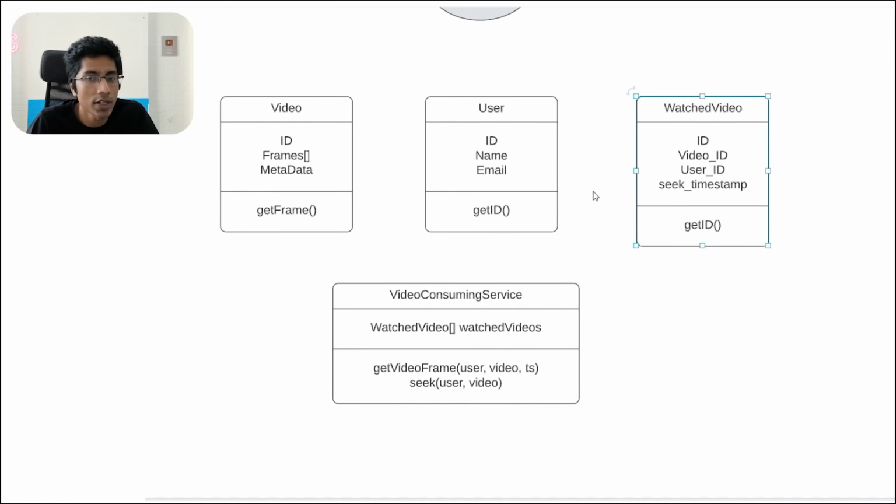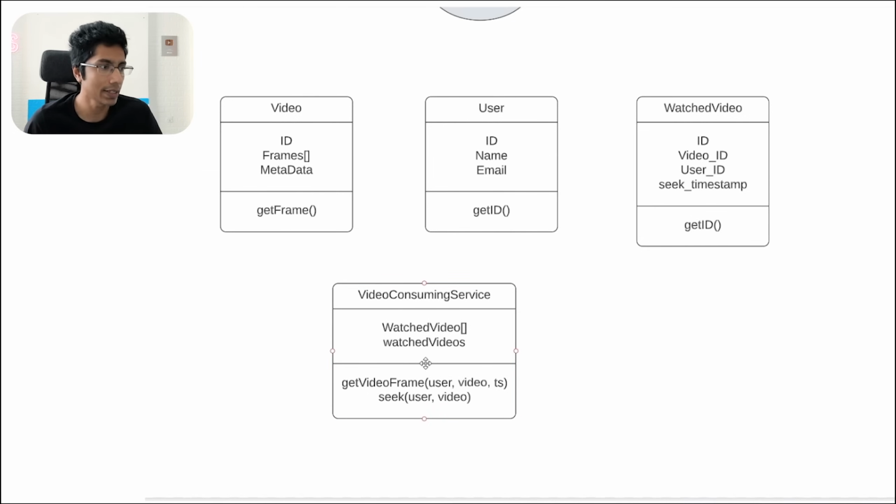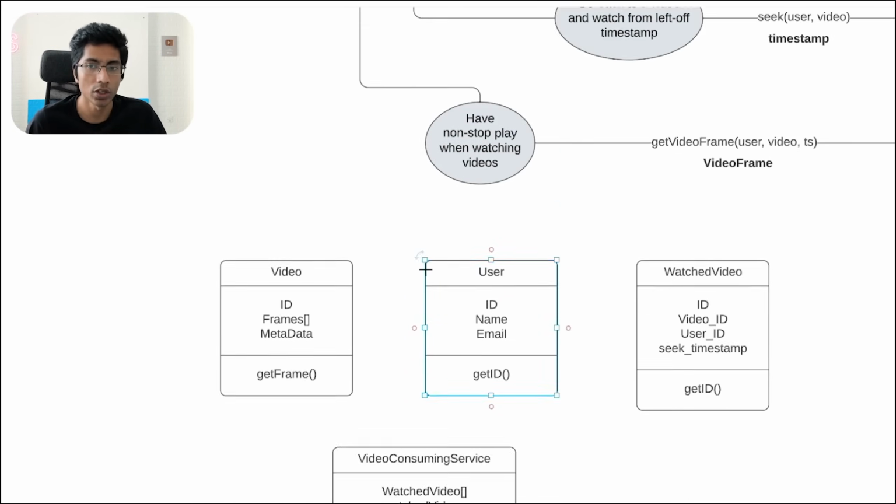Which will tell it which user has seen what video. Okay, that takes care of our entire class. You see, this is a very simple class diagram. What is more challenging actually is the sequence diagram. Okay, how is a user going to watch a video?